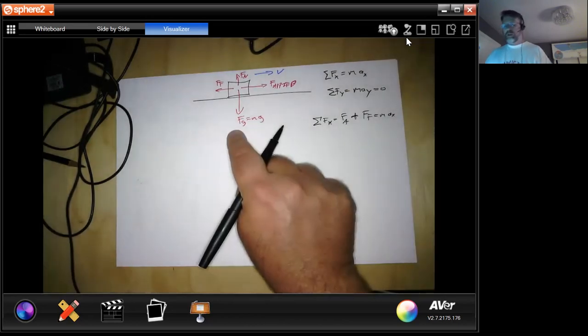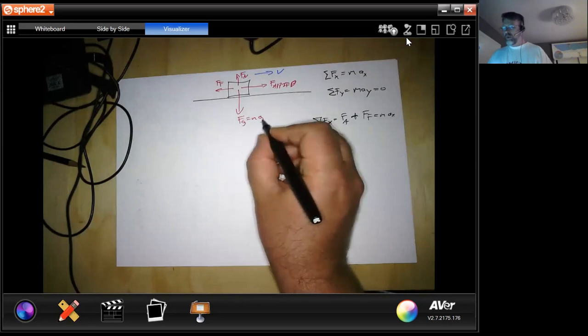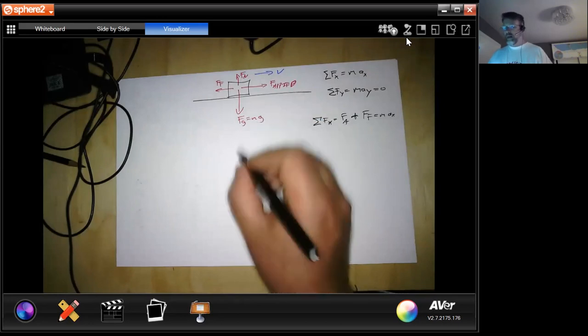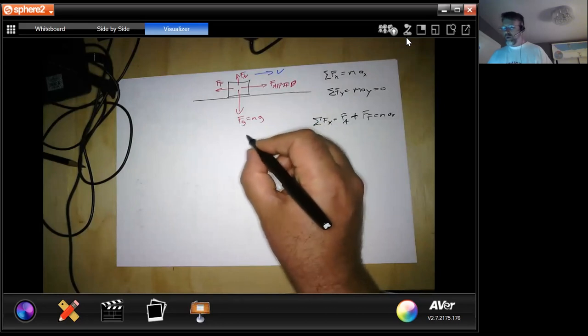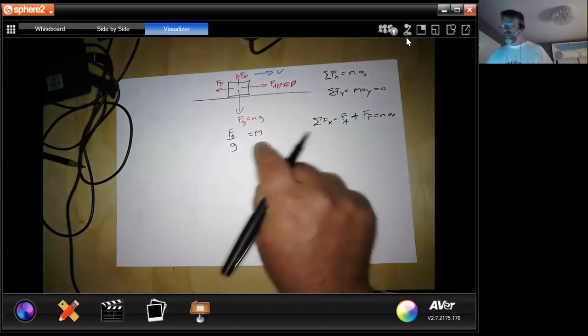Now, the other thing we'll also see is a number of times they will give us this number and we will have to solve for mass, okay? So it'll be important for us to remember that mass equals the force of gravity over g, okay?